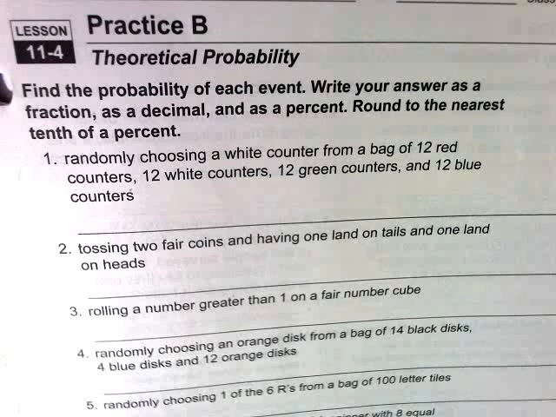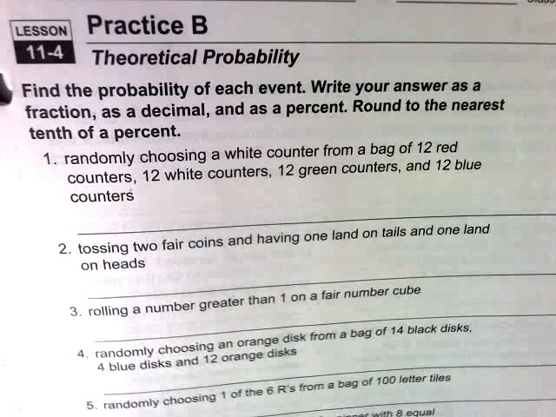This is the homework helper for Chapter 11, Section 4 in the 7th grade workbook, Theoretical Probability. So the directions for the top 6 questions are all the same. It's asking me to find the probability of each event, writing our answer as a fraction, as a decimal, and as a percent, and we're supposed to round to the nearest tenth of a percent should we need to round.